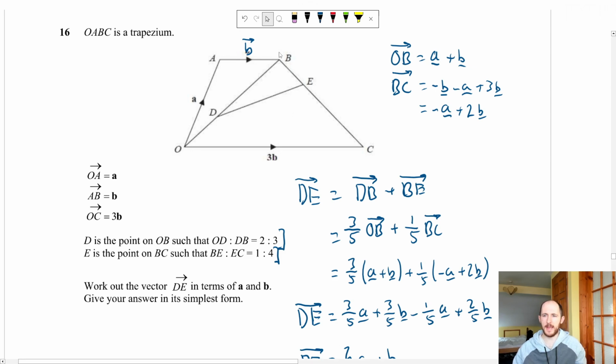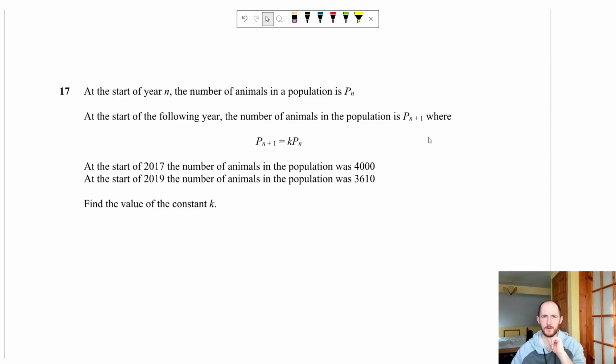You're just trying to get from point A to point B or whatever in however many steps that you can do it in. So this is an iteration question, and normally iteration is very, very simple, very, very easy. However, they've actually switched it up. And again, you can expect them to always switch something up every single year in your exam, in each paper as well. So again, that's those 10% unseen marks. So here we have the start of year n, the number of animals is Pn. The start of the following year, Pn plus 1, follows this kind of relationship.